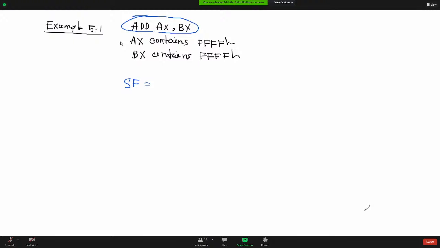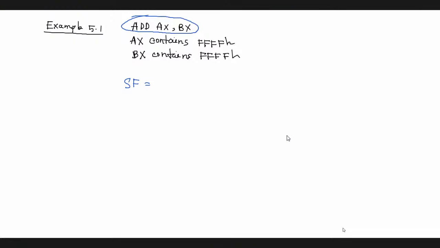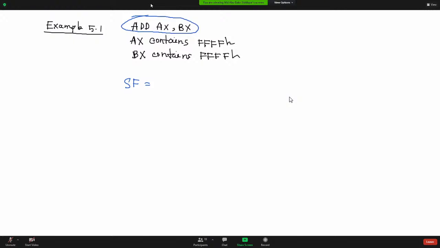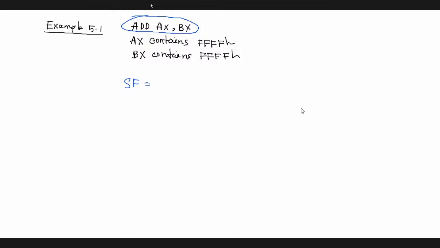Okay, everyone, please solve it and tell me the result. Everybody solve it. Okay, sir, trying, sir. Yes, good, good. Find the 6 status flags for this instruction.